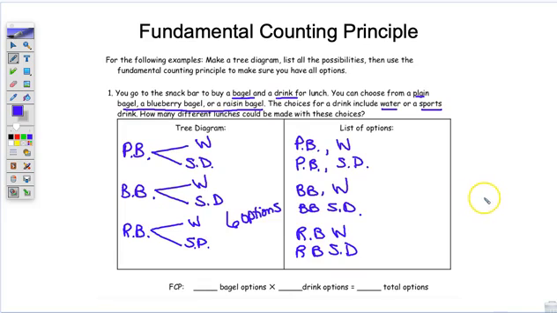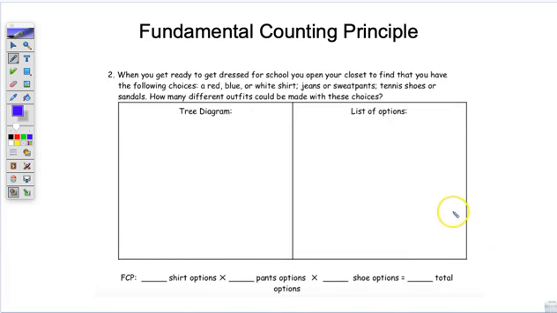Using the fundamental counting principle down here at the bottom, we had 3 choices for bagels, 2 for drinks. 3 times 2 is 6 total options. So you can see if we simply want to know the number of options, using that fundamental counting principle is much quicker. Let's take a look at another example.